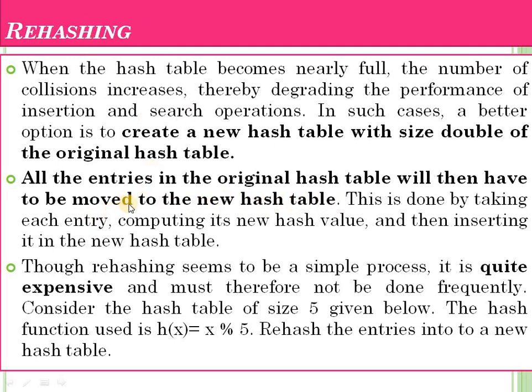Here is rehashing. What we have to do: if the hash table is full, then create a new hash table of double size, then store the entries of the original hash table into the new one. This is done by taking each entry and computing its new hash value. To store the original hash table values into the new hash table, we compute the new hash values, that is rehashing, and then insert them in the new hash table. Understood this? What is rehashing?